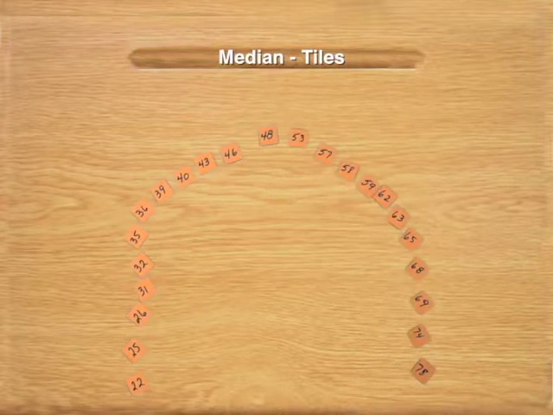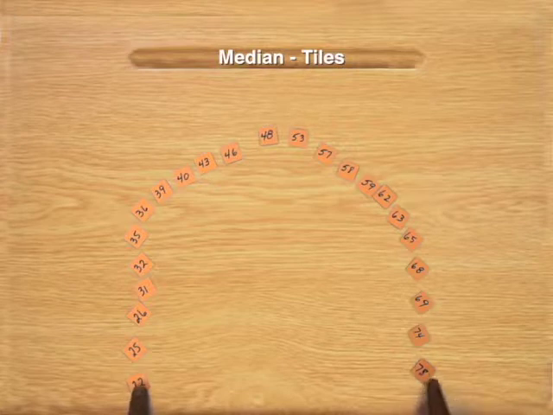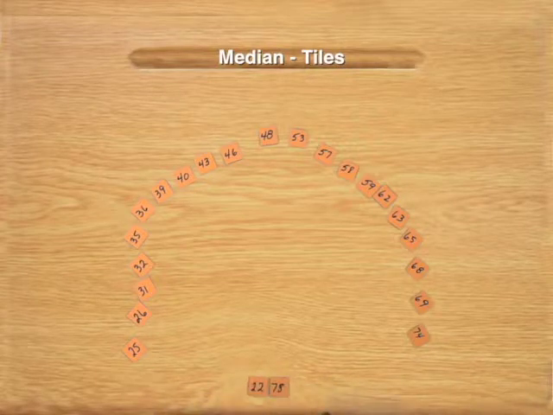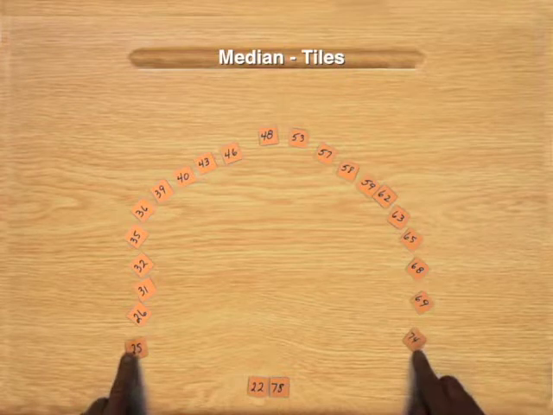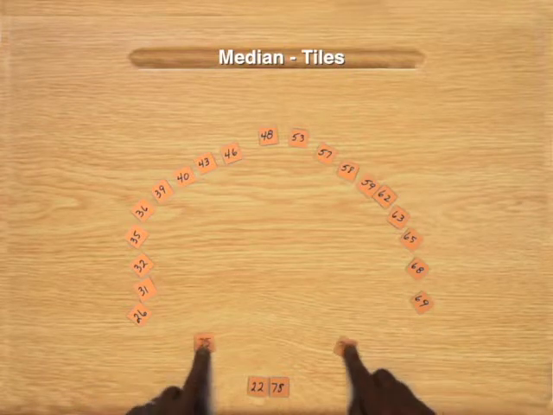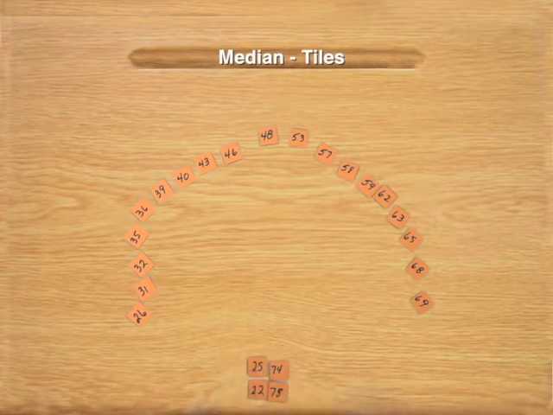So now that we have them in numerical order, what we're going to do is pair them off by taking a lowest number and a highest number. So now 22 is lowest and 78 is highest, so we're going to pair them off. Now 25 and 74, 25 is the lowest, 74 is the highest, we're going to pair those off. And we're going to continue pairing them off.